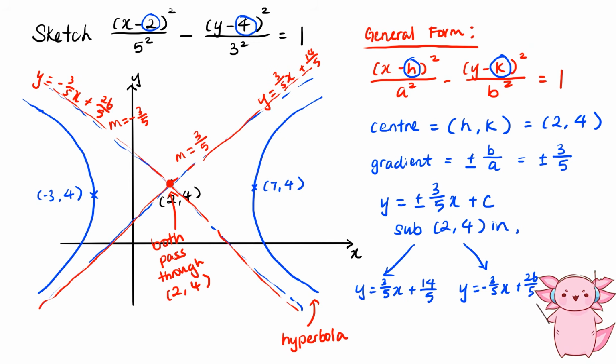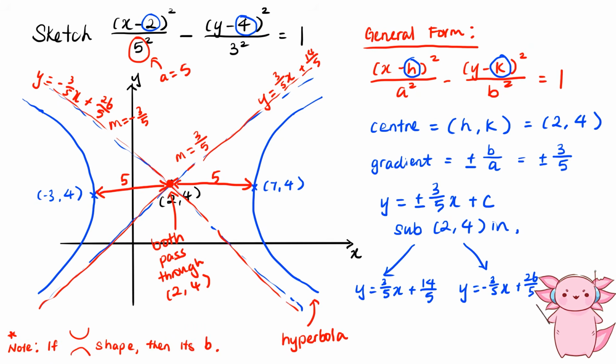The last thing to note is that the distance between the center and this point is a, which is 5 units, so this point here is -3, 4, and this point is 7, 4.